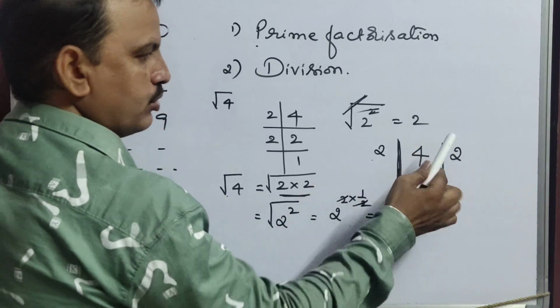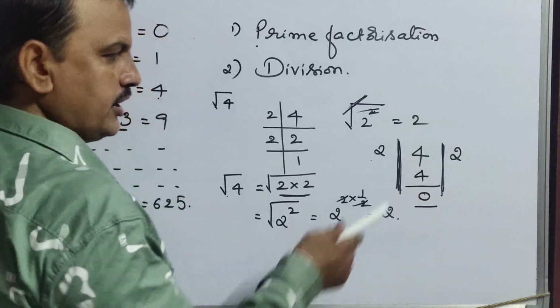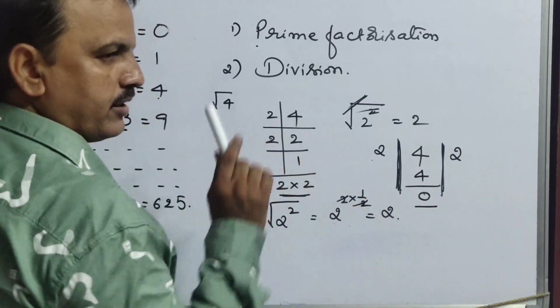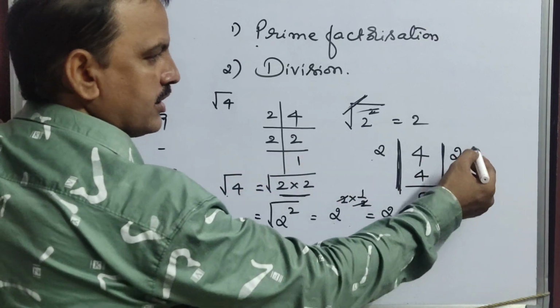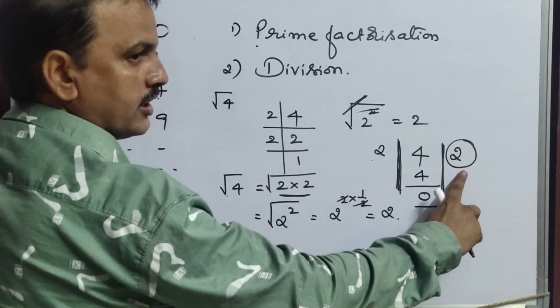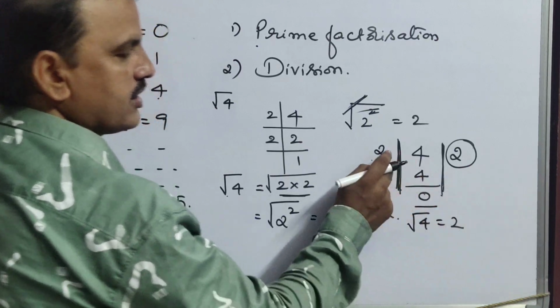That means 2 into 2 is 4. The remainder is 0. If the remainder comes 0, it is a perfect square, and the square root of 4 is nothing but what you wrote here. That means square root of 4 equals 2. So this is the division method.